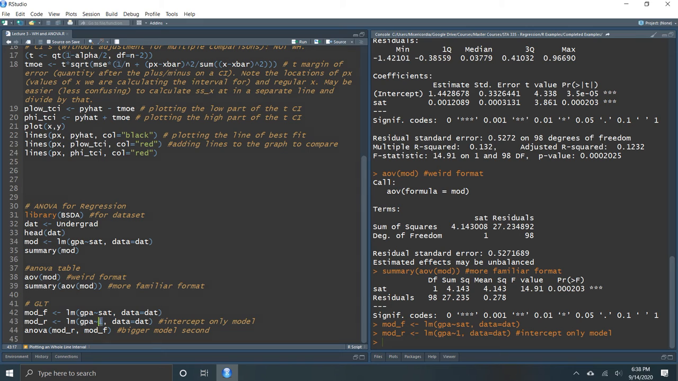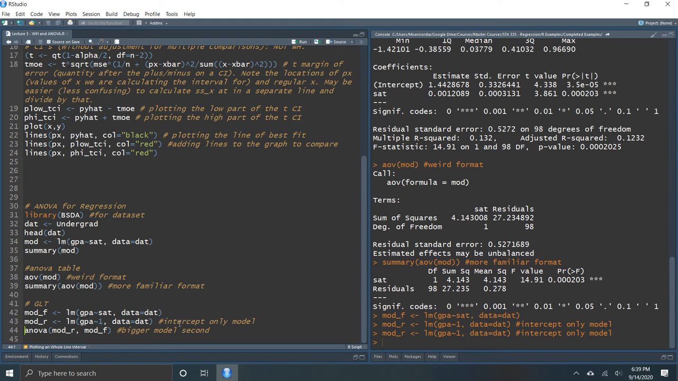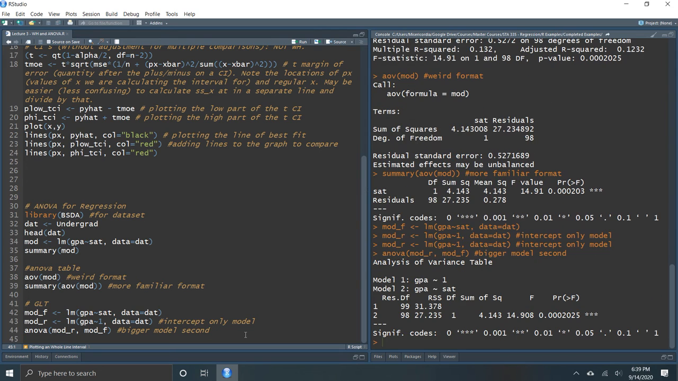And if you remember in class, we talked about how you've always got the Y bar. You've always got the mean of the Y values that can be your predictor. That's what this model is fitting. The one is fitting the intercept only model. So that's the mod R for the reduced model. Now to run the general linear test, we use the anova command, and we feed in the reduced model first and then the full model second, or the bigger model second.